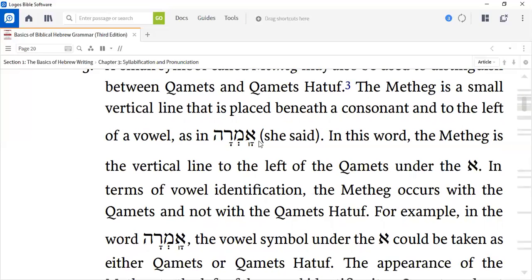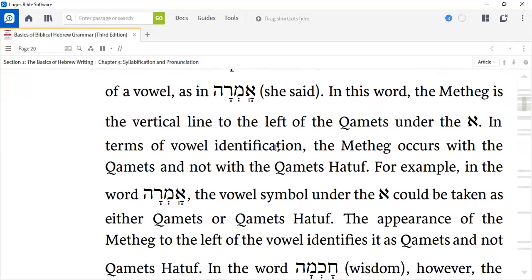So here's an example where the word she said in Sephardic is amera. We will say amra. There we go. Okay.